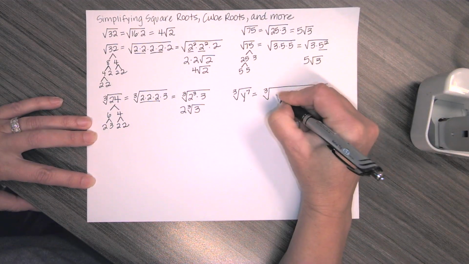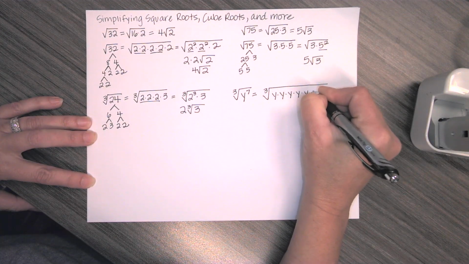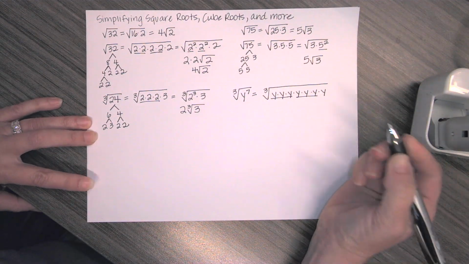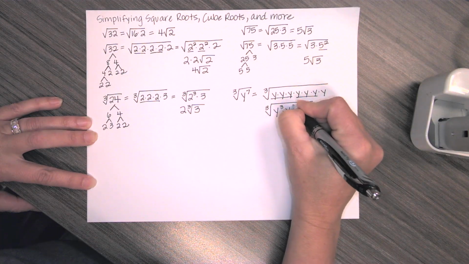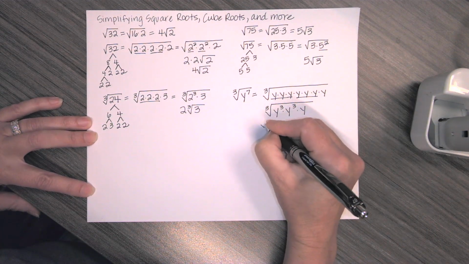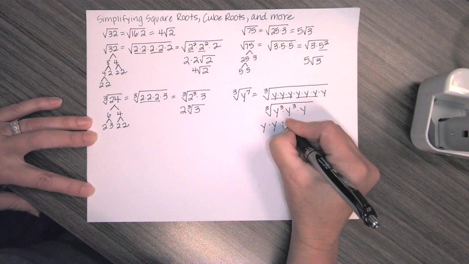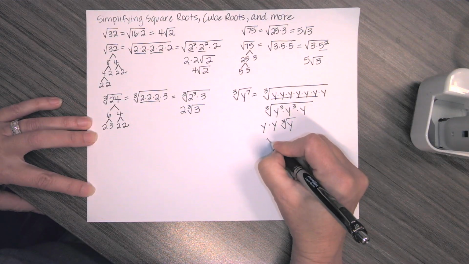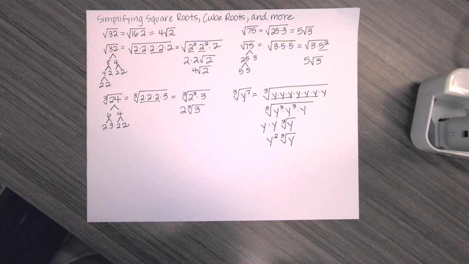If we want to think about it, this y to the 7th is y times itself 7 times. And again, we're looking for groups of 3 because we're doing the cube root. And so we've got 2 groups of 3 with 1 left over. The cube root of y cubed is y. The cube root of this y cubed is another y. And then this one's going to be left under the radical. The two that came out here we can multiply together and get y squared. And then you have y squared cube root of y.